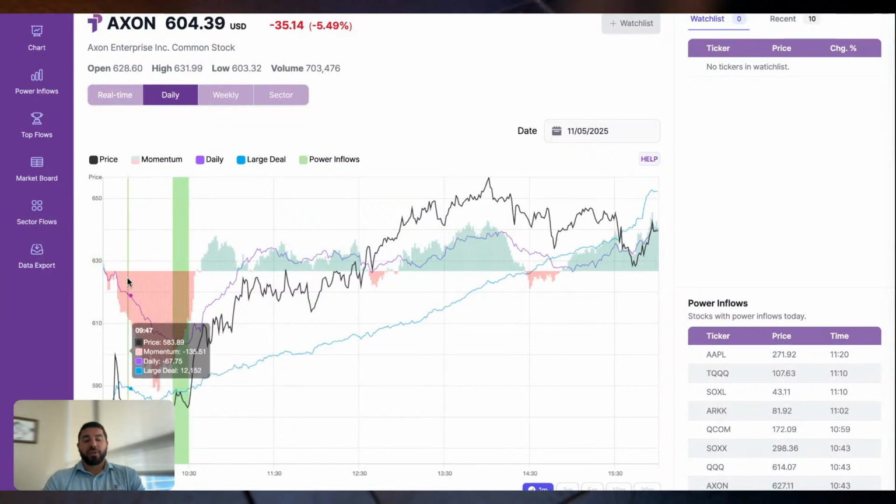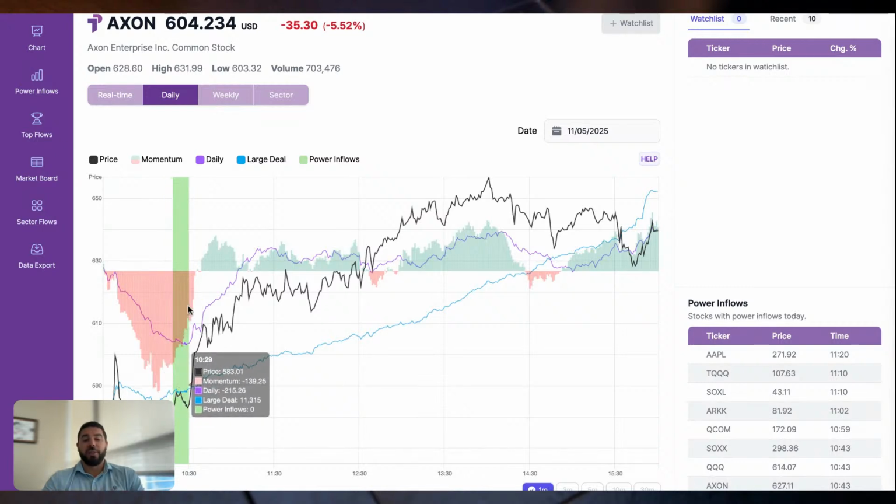If you check out the red shade, that's our retail. You can see how much selling there was. On the large deal side, you can see that was decreasing a little bit as well. But when that power inflow signal came in, you'll notice there was a shift. That red shade on the retail side really started to thin out and then eventually turned green, illustrating a real shift towards the buy side on the retail side of things.